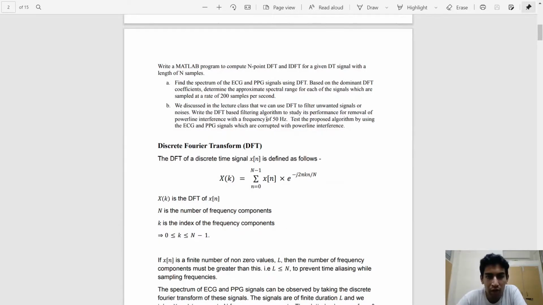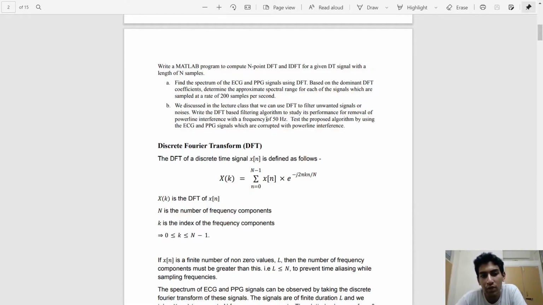In the first part of the experiment, we'll be given an ECG and PPG signal and we'll be finding the discrete Fourier transform of these signals and observing their frequency spectrum. And then we'll extract the dominant frequencies from the spectrum.